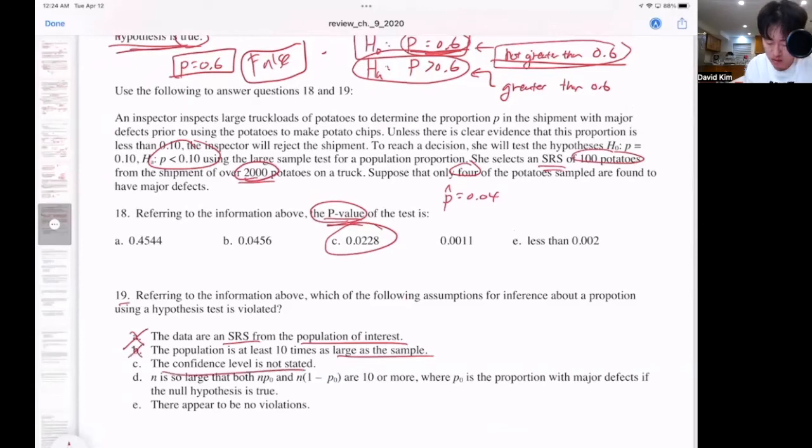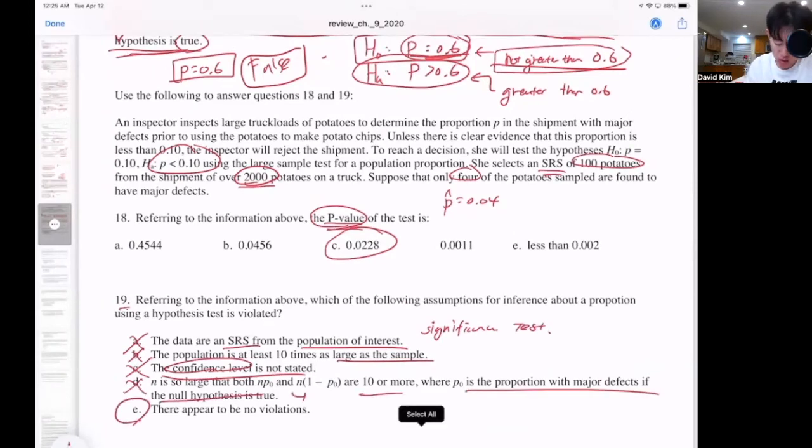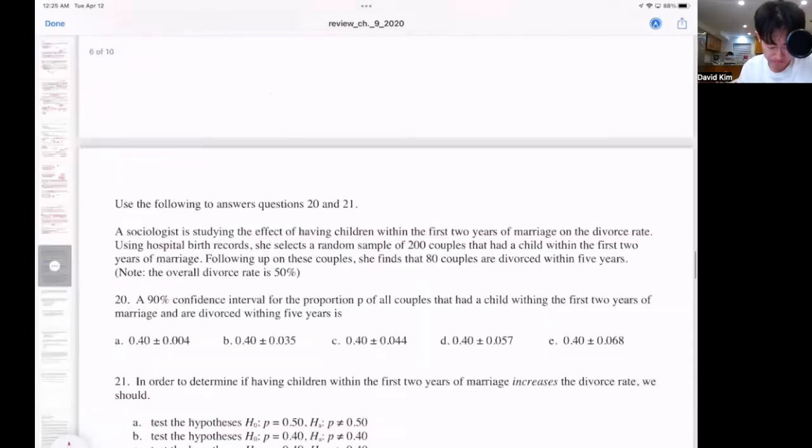The confidence level is not stated. We don't need a confidence level when we're doing a significance test. A significance test and a confidence interval are two different things. N is so large that both n p sub 0 and n times (1 minus p sub 0) are 10 or more. So that actually is a great thing. That proves the large counts condition. So there appear to be no violations.